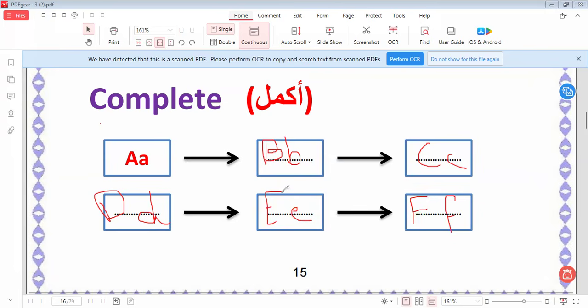So here we review together capital A and small a, capital B and small b, capital C and small c, capital D and small d, capital E and small e, and capital F and small f. Okay, let's continue the rest of the exercise.